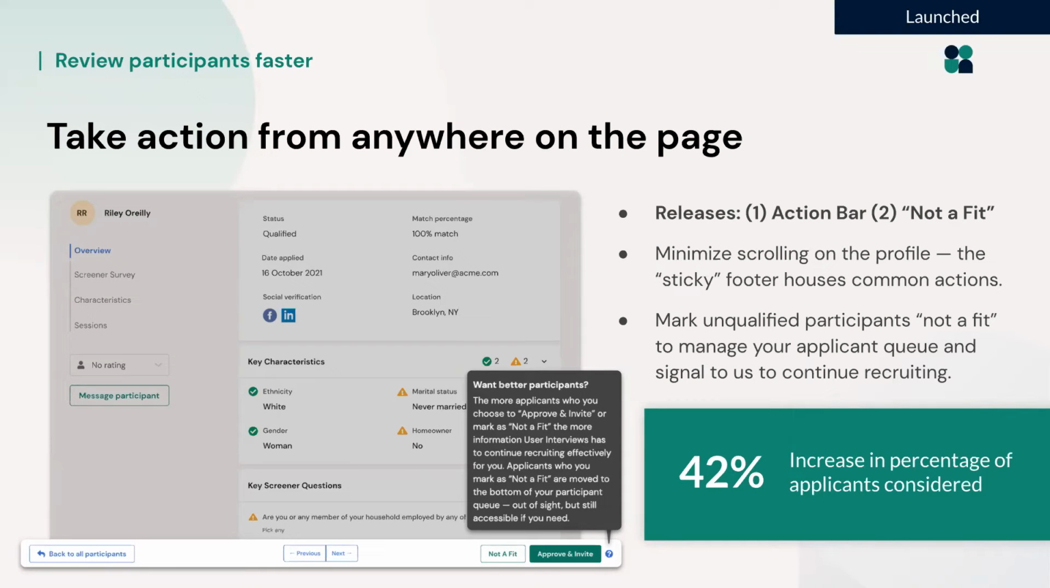And so since we've introduced them, what we've seen is that researchers are able to review more participant profiles in a shorter time frame. So what we're basically seeing is that they're going through profiles and making decisions quicker, and then also as a result, looking at more profiles in aggregate. And so we're seeing approvals happen faster, and we're seeing more people flagged as not a fit, which again is a helpful signal to us. So a lot of nice improvements that came out of this research, and so I wanted to give kudos to the team for that work.